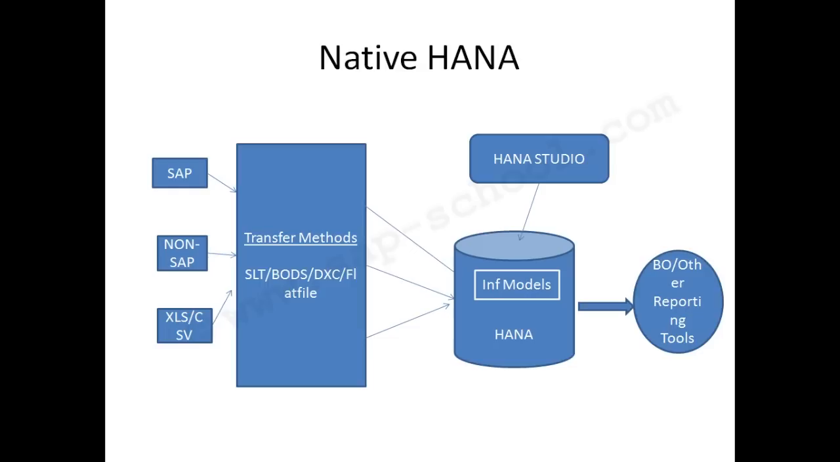And then, as you can see here, we build information models in HANA using the HANA Studio. The information models reside in HANA, and then we use those models in our BO and other reporting tools. And as I've said, BO is the official reporting tool of HANA. So this is a little bit of detail as to how HANA works, and this is basically what we do from end to end in SAP HANA. So this is native HANA.